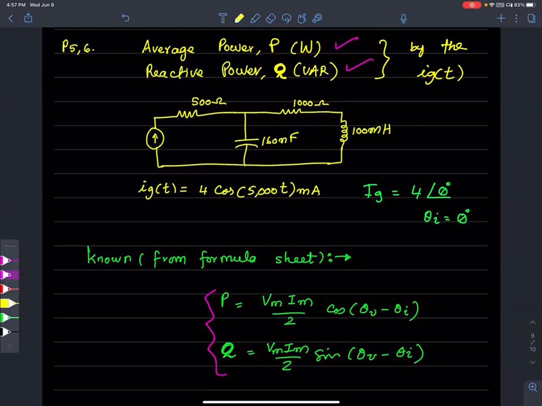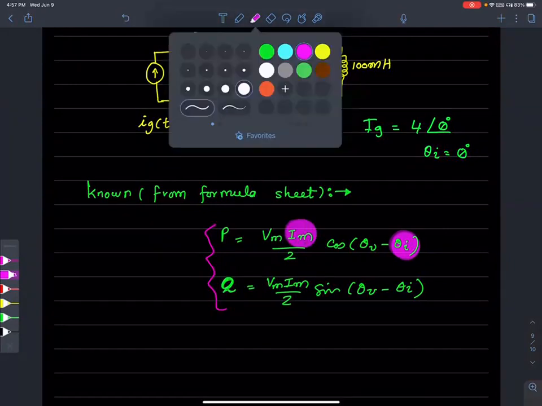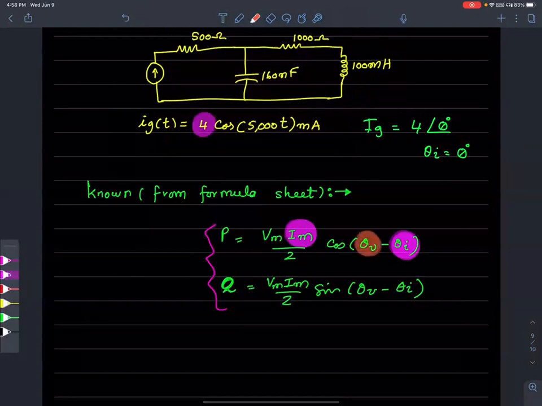So how would you go about doing this? We have theta I, right? Theta I is that guy. And we have Im. But I guess to use the formula, we need more terms. Theta V is not known and Vm is not known. How would you go about finding Vm angle theta V? Or in other words, how would you find the voltage across this current source?